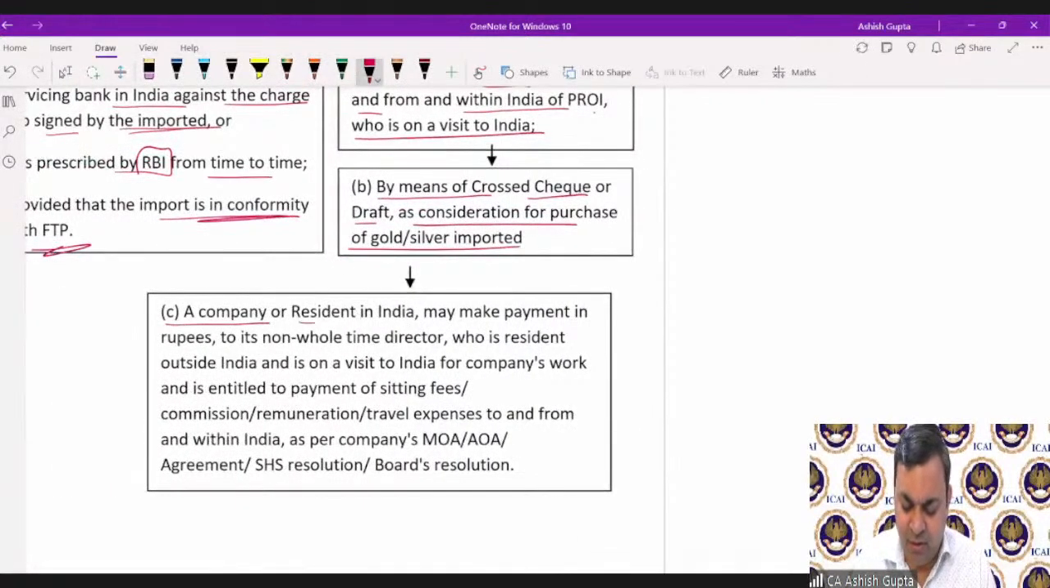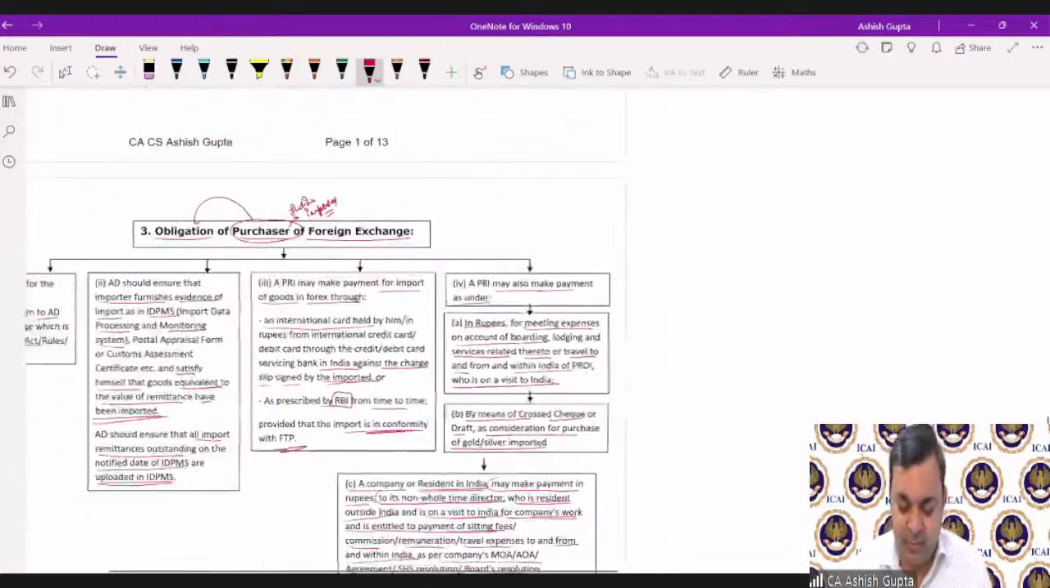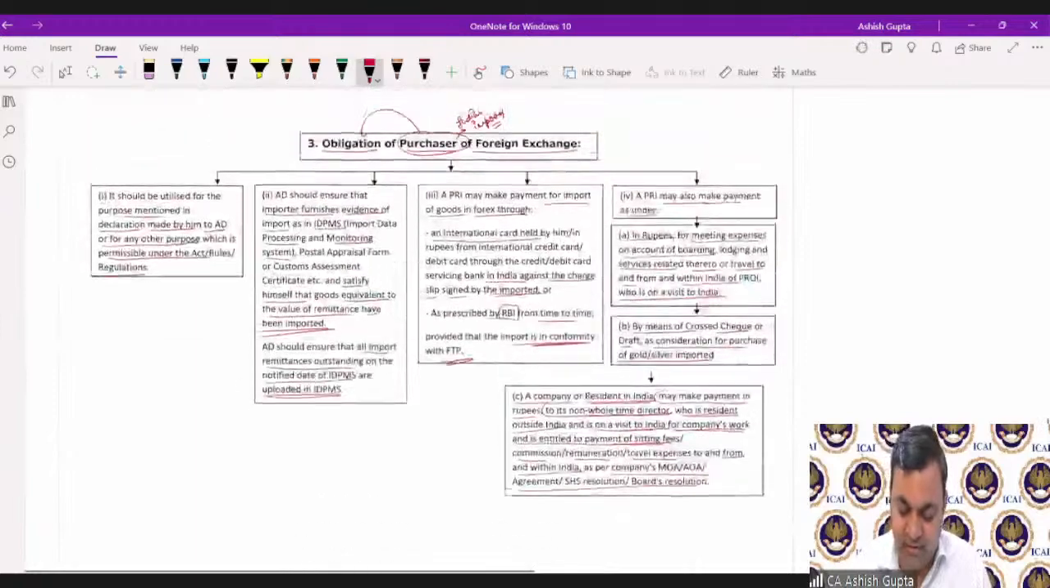A company or a resident in India may make payment in rupees to its non-whole-time director who is resident outside India and who is on visit to India for company work, or is entitled to payment of sitting fees, commission, remuneration, travel expenses to or from within India as per the company memorandum of association, article of association, any agreement, any resolution, shareholder resolution or board resolution. So that all needs to be taken care of, right? I think so. Third point, obligation of purchaser is clear.